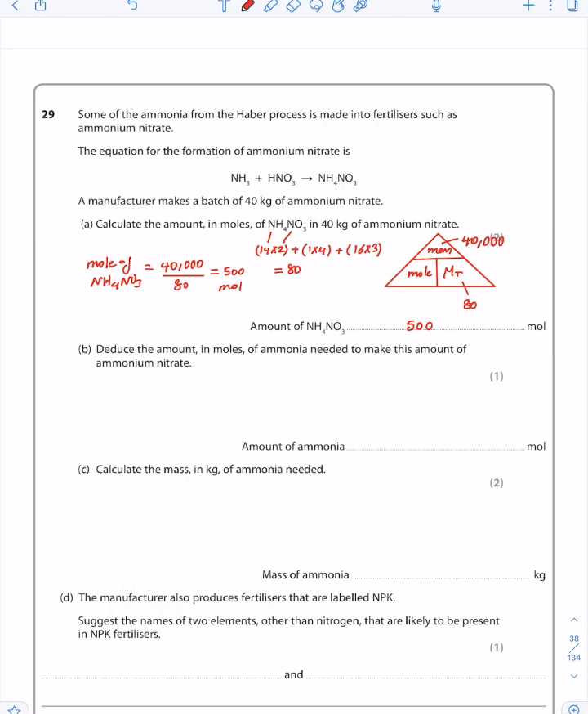Question B. Deduce the amount in moles of ammonia needed to react with this amount of ammonium nitrate. The ratio between ammonia and ammonium nitrate الريشيو 1 to 1. يبقى لو احنا مطلعين ان المولز اوف امونيوم نايتريت is 500 moles يبقى على طول المولز اوف امونيا تبقى نفسها 500، وعشان كده هو الاكزامينر سائل على deduce الاماونت not calculate the amount. بعد كده calculate the mass in kilogram of ammonia needed.